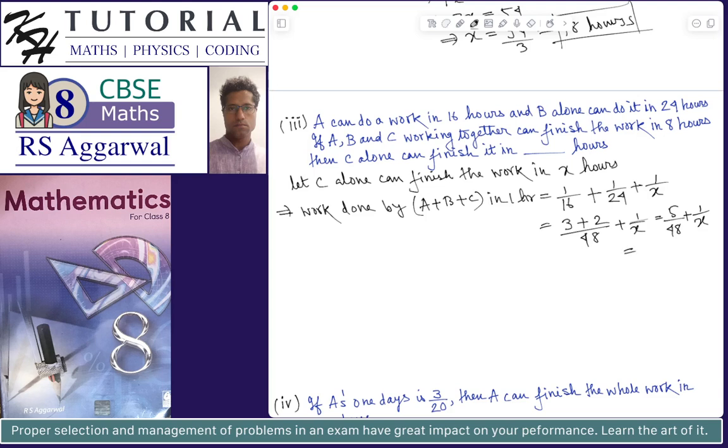Now if we simplify 5 by 48 plus 1 by x, it is 5x plus 48 divided by 48x, and if we express this in the form of 1 by n, it becomes 1 by 48x divided by 5x plus 48. So we know that in 1 hour the work done by A plus B plus C is 1 by 48x by 5x plus 48.